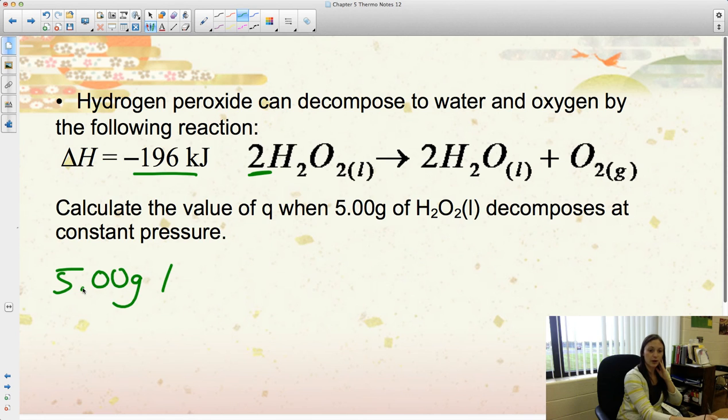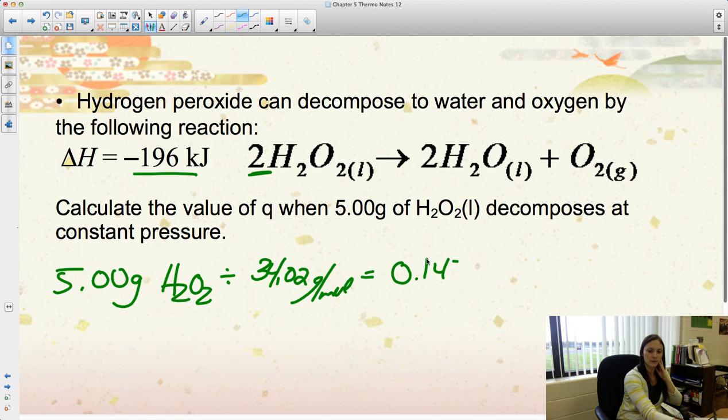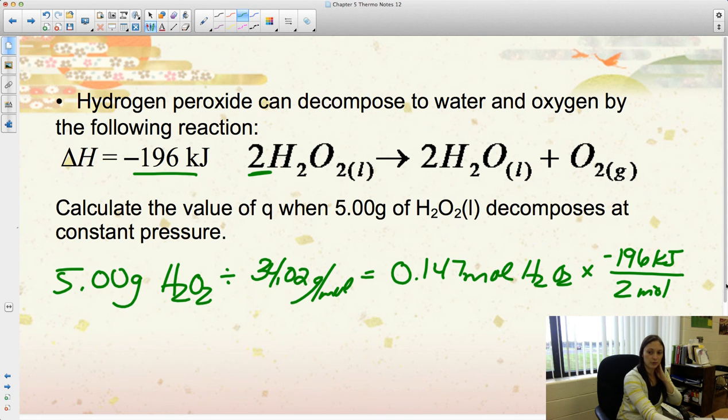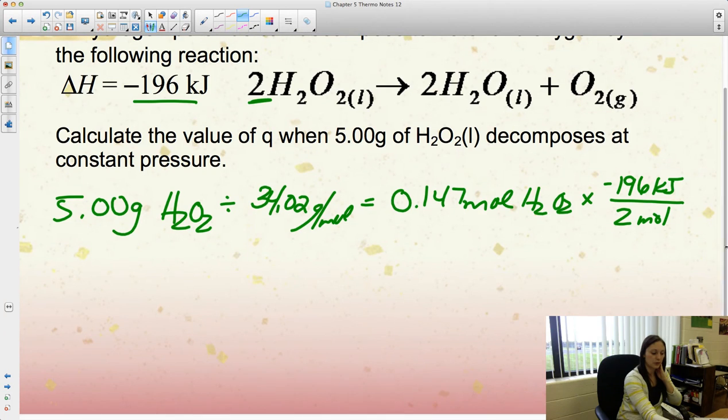So if I've got 5 grams of H2O2, I'm going to divide by my molar mass, which is 34.02 grams per mole. I'm going to get my mole number as 0.147 moles of H2O2. Well, I know, okay, that I'm going to multiply by how many I have in my equation. Well, I've got negative 196 kilojoules for every 2 moles. If you don't like this, then think of it as a ratio, think of it as a proportion. And that's the same thing.